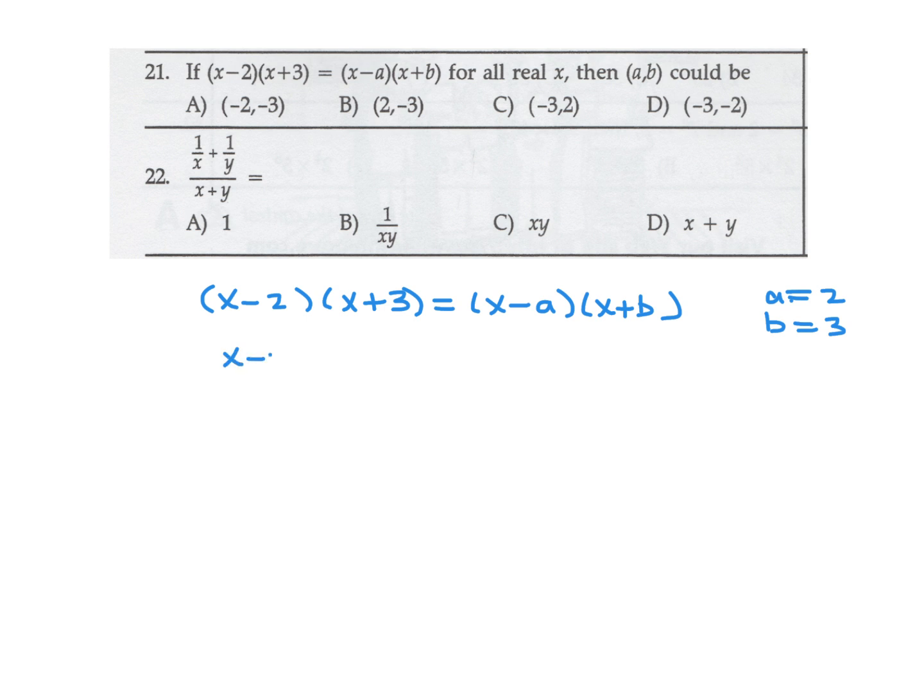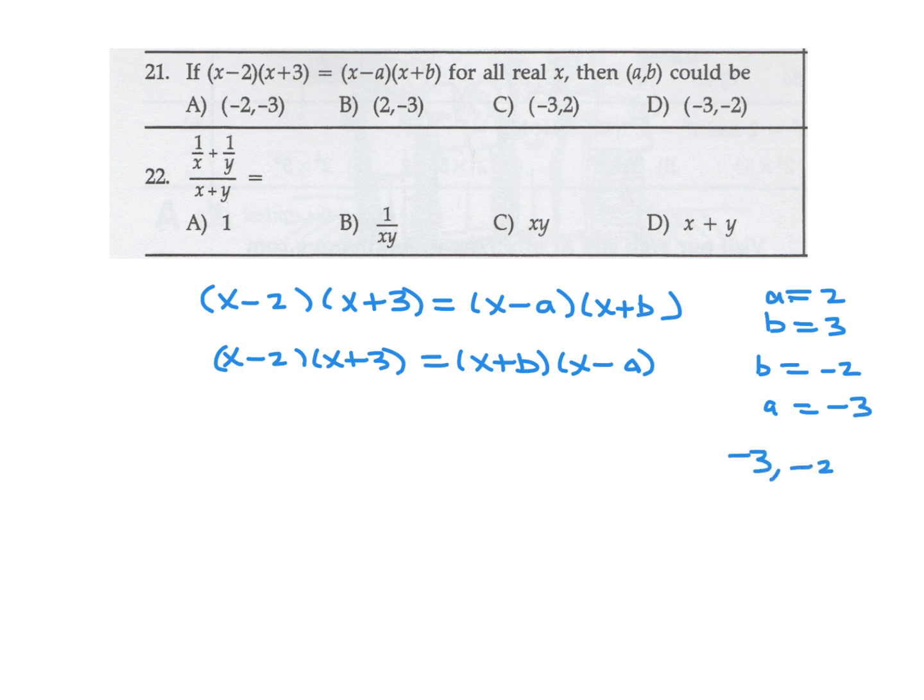If I reverse it, keep this the same, but then I just do x plus b times x minus a. Now, b is minus 2 and a is minus 3, correct? Minus 3 minus 2, that would be the AB, and that is an answer choice. That is choice D.